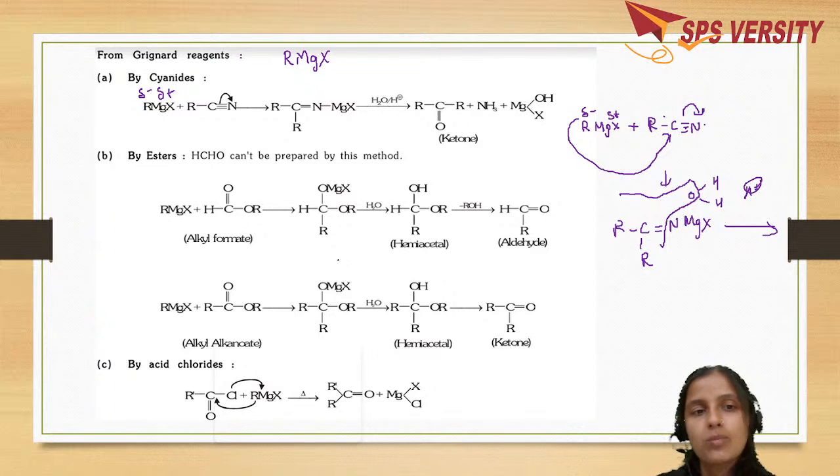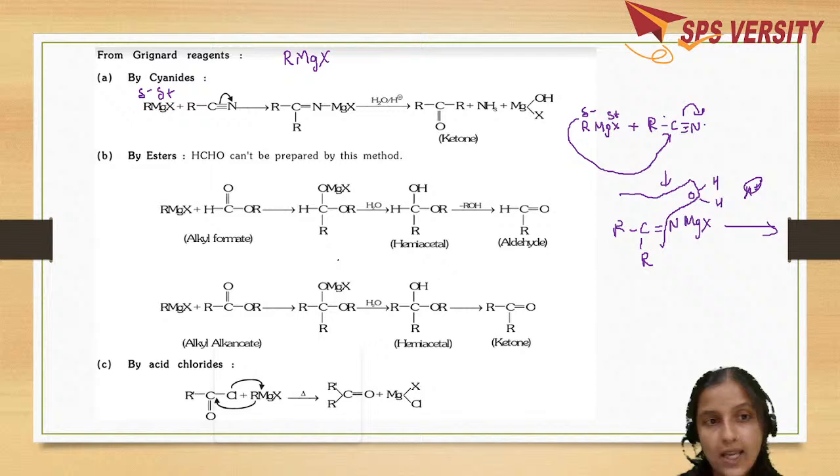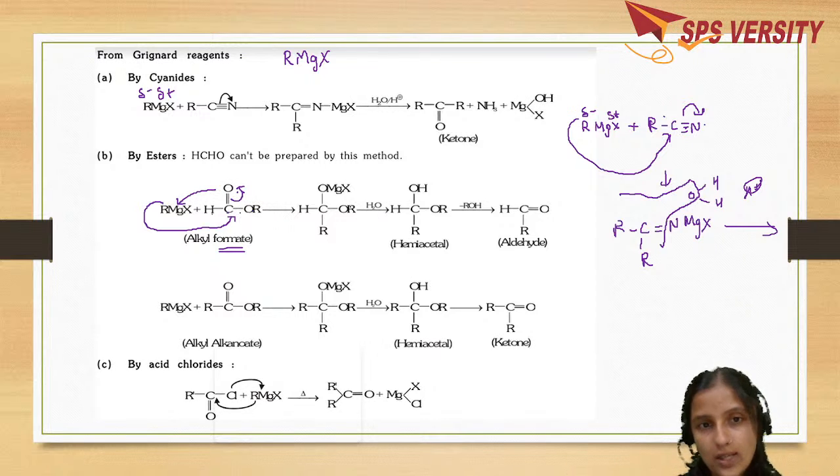And RMgX can also be treated with an ester, that's RCOOR, or alkyl formate, that's the ester of formic acid. Then in RMgX, R will go and attack over here. This bond will shift, to which MgX gets attached. So you get CH with R down, and OR was already there in this compound, and O with MgX, which on hydrolysis gives you MgOHX as a side product, and you have O, to which one hydrogen gets attached.